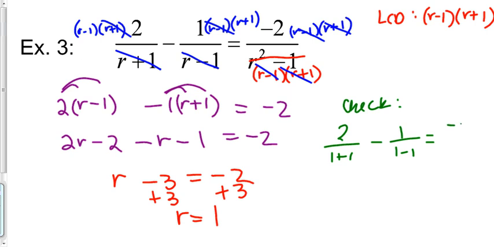Equals negative 2 over 1 squared minus 1. That also gives me a denominator of 0. So this solution actually doesn't work. If I plug in 1 into the original equation, I've got fractions here that are undefined. So r equals 1 is not a solution. It doesn't work in the original equation. And you have to ask yourself, is there anything that we missed? Is there anything else that does work? In this case, no. So we're going to have to say there's no solution.